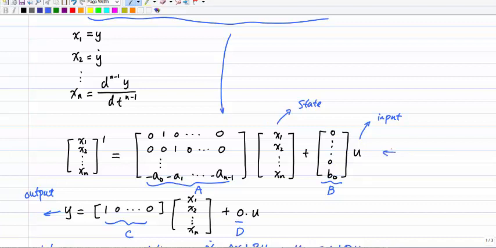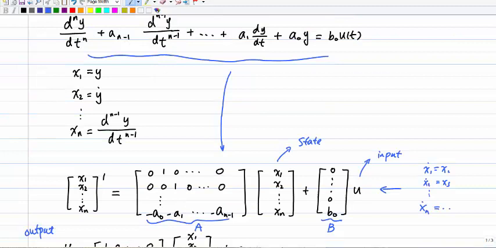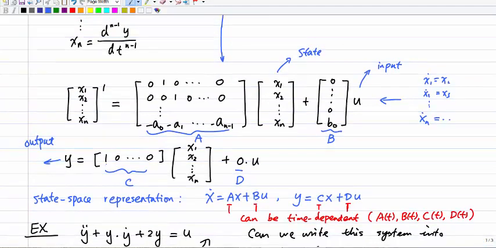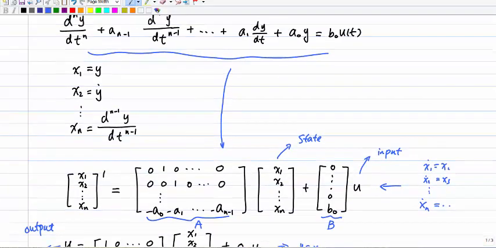So we basically have n equations. The first equation will be x1 dot is x2, and x2 dot is x3, and so on and so forth, until xn dot, which is a little bit different. This is derived from this equation. And y is [1, 0, 0, ..., 0] times x1, x2, ..., xn plus 0 times u, which means y is equal to x1. So this is the typical state space representation for the general system represented by this general form.